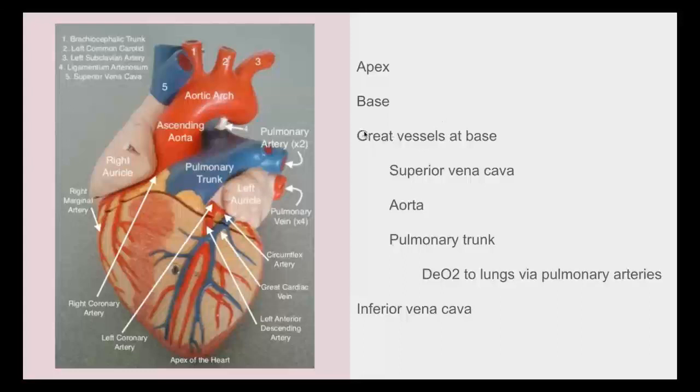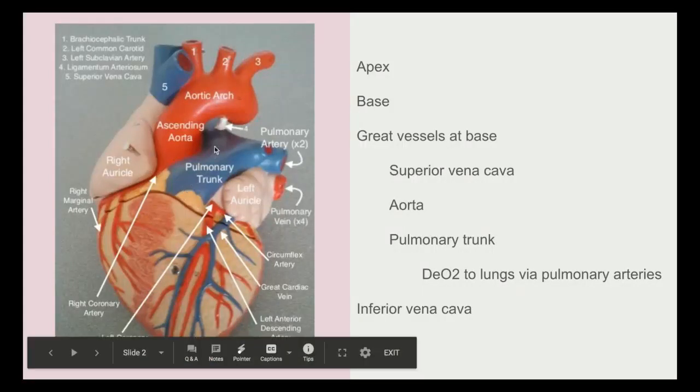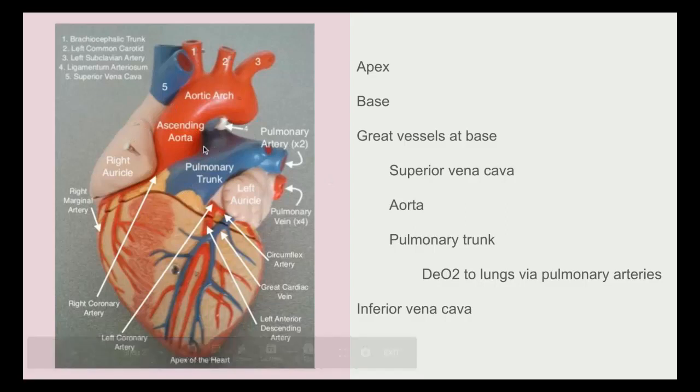So next we have the great vessels. The great vessels are located at the base of the heart. And at the base of the heart, remember, opposite of the apex, we have the aortic arch, the superior vena cava, and the pulmonary trunk. Now you might be familiar with some of this, so I'll just do a brief synopsis of each of these.